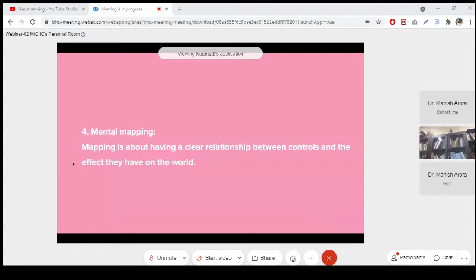Mapping is an important concept in the design and layout of controls and displays. Mapping is about having a clear relationship between controls and the effect they have on the world. When the mapping uses spatial correspondence between the layout of the controls and the devices being controlled, it is easy to determine how to use them.